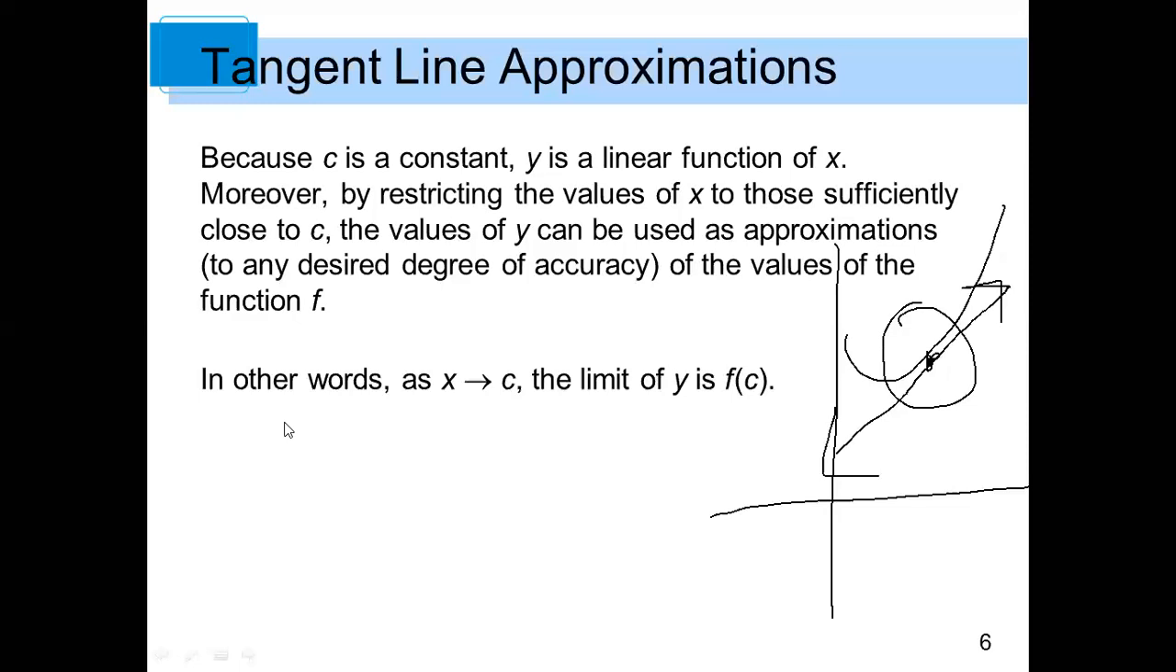Now, why this is important is because it's much easier to evaluate a line like y equals mx plus b, because all you're doing is multiplying and adding. It's much easier to evaluate that than some complicated function. So if I know my tangent line approximates the value of a function, then I can use the tangent line to get approximate values of that function for values near the point of tangency.